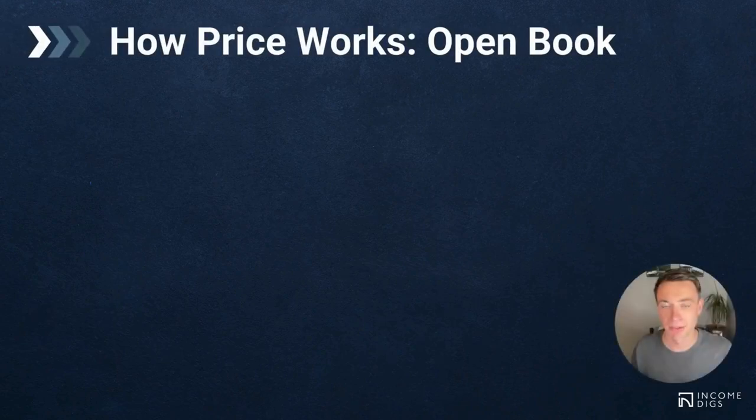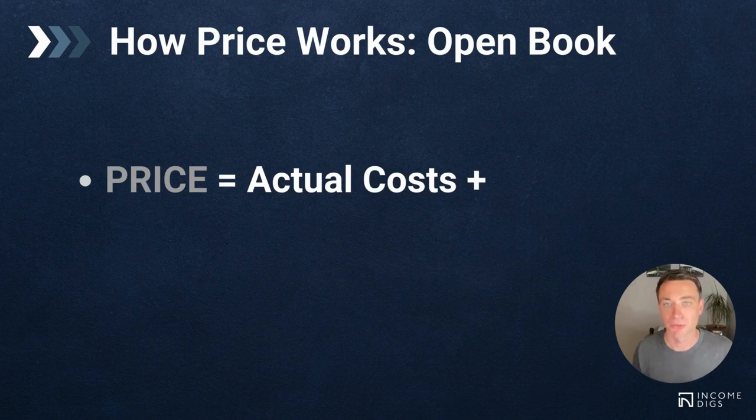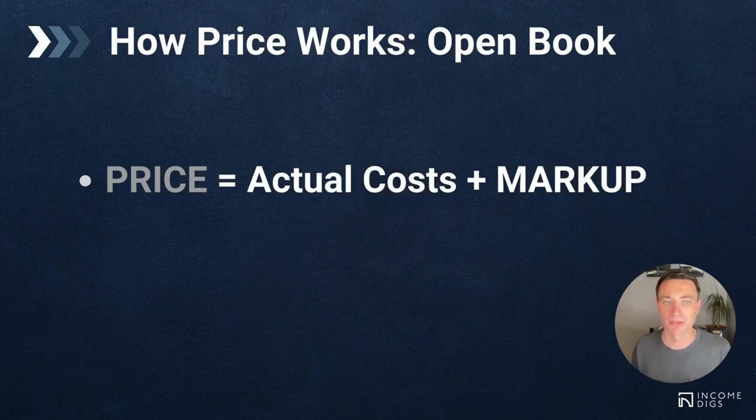So the price of an open book contract is relatively easy as well. It's your actual costs plus an agreed upon markup. So you as the builder are going to incur some costs, materials, subcontractors, labor, and you're going to have an agreed upon markup that the customer knows about that's included in your estimate that is going to be added to those costs to give you the final price.